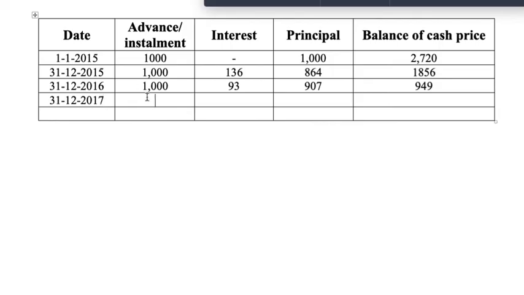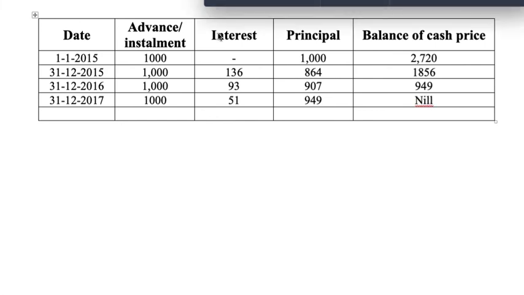Now we have to pay the last installment, that is on 31/12/2017. We have to pay 1000 rupees installment here, right? Here the interest amount will be equal to 1000 minus 949. 1000 minus 949 is 51 rupees. So if he is paying 51 rupees as interest, then the principal amount is simply 1000 minus 51, which is again 949. So here there would now be nil.